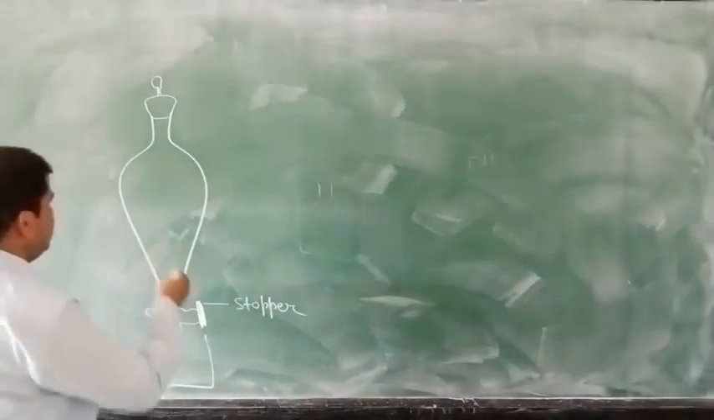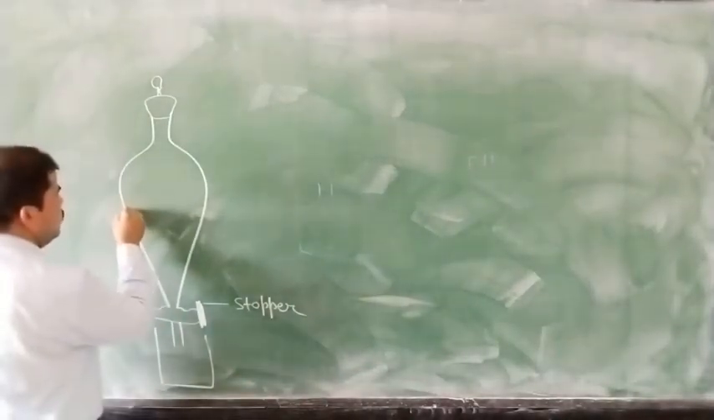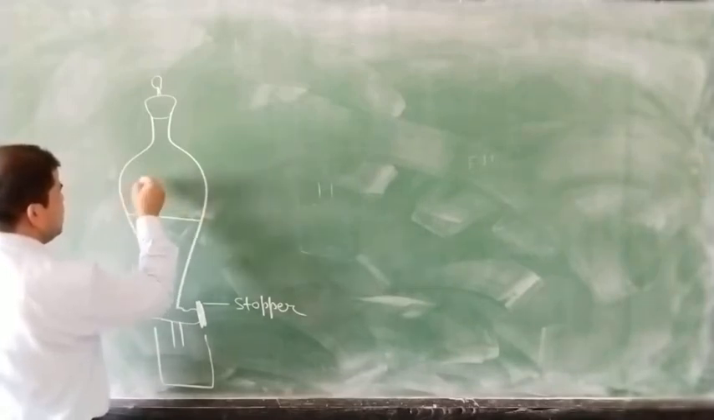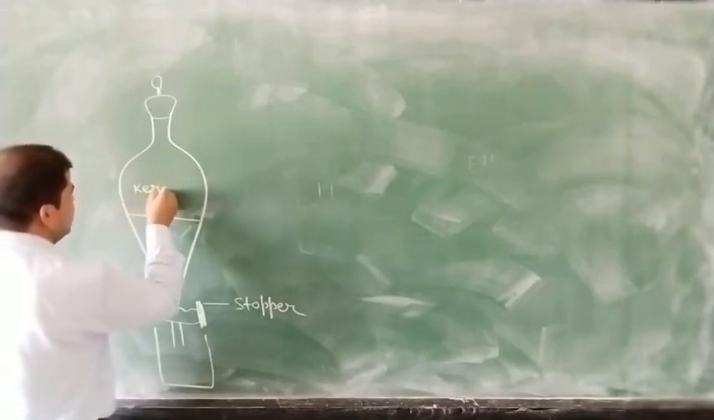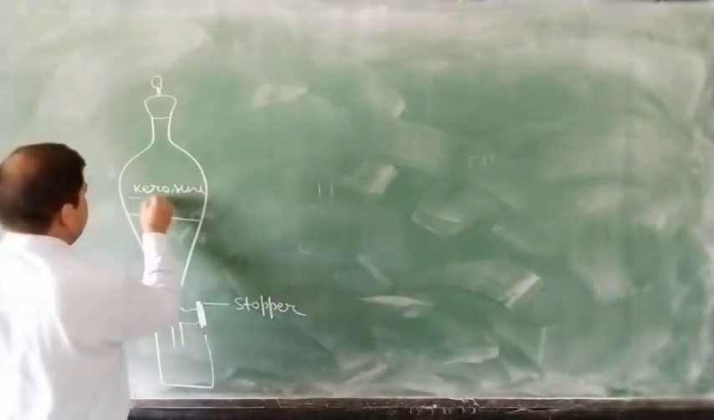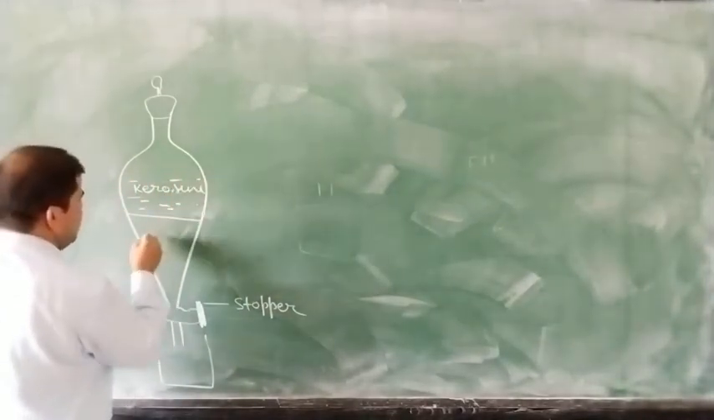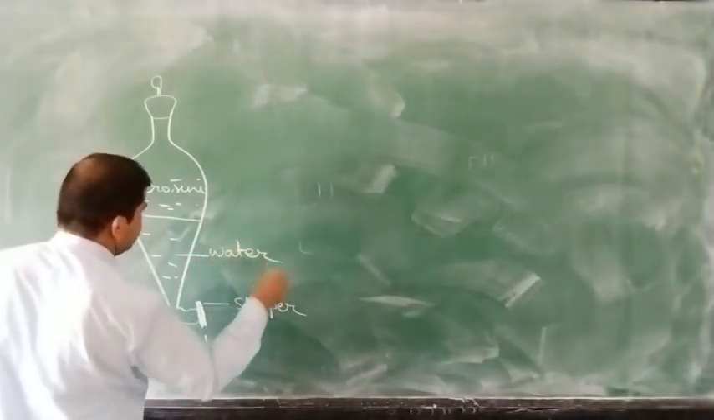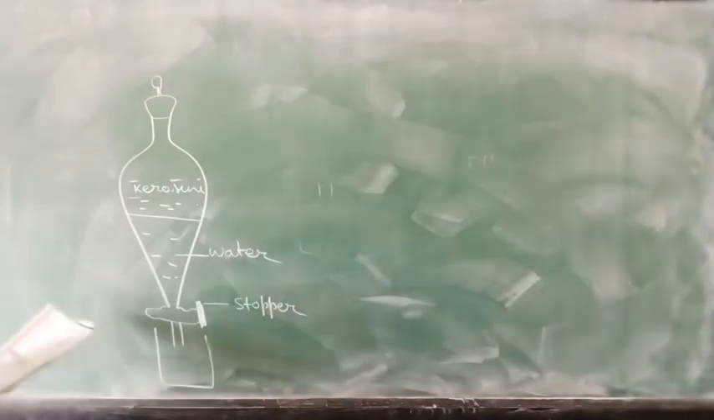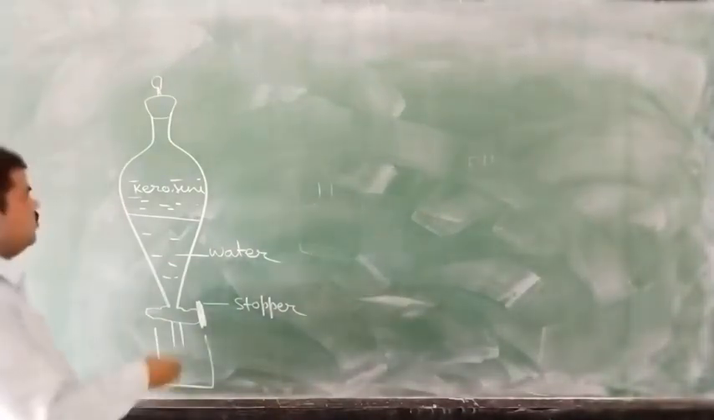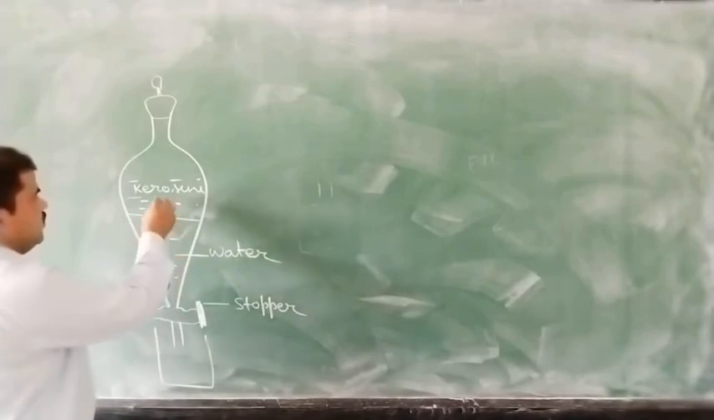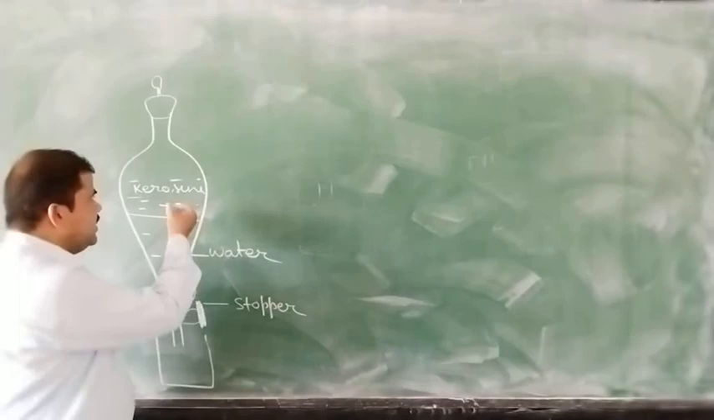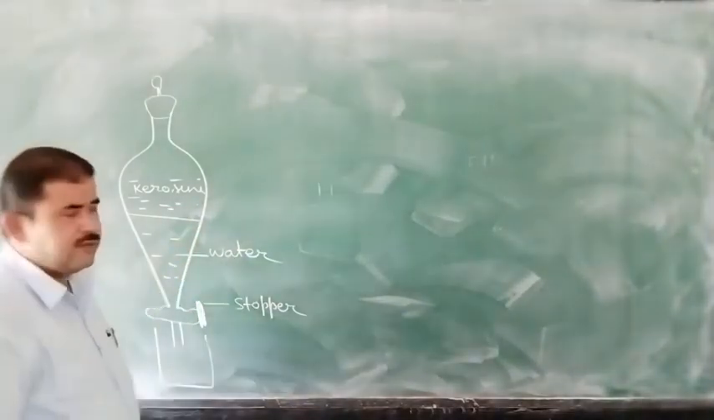In this we will get two layers. The first layer, the upper layer, is kerosene, and the second layer is water. We know that kerosene is lighter than water, so the kerosene forms the upper layer, and water is heavier than kerosene, so it forms the lower layer.